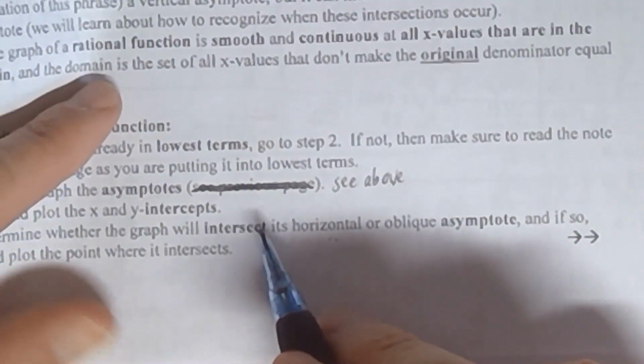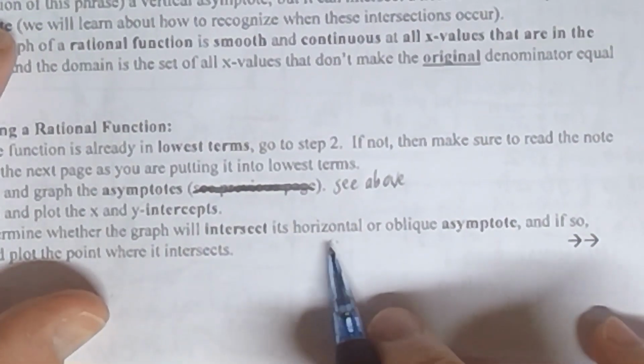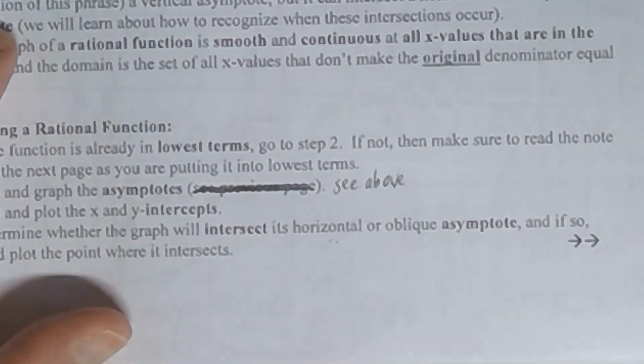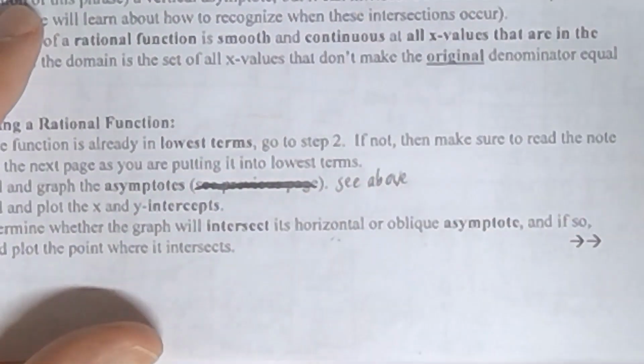So anyway, because we don't have an oblique, I'm just focused on horizontal right here. It wants to know when the graph will intersect it. I want to make this clear, though. There is no way that the graph can intersect the vertical asymptote, because that's where the denominator is equal to 0, and you can't have a solution where the denominator is equal to 0.